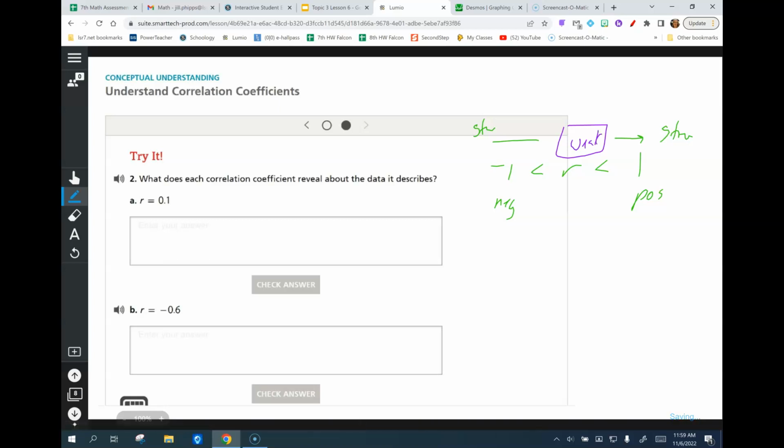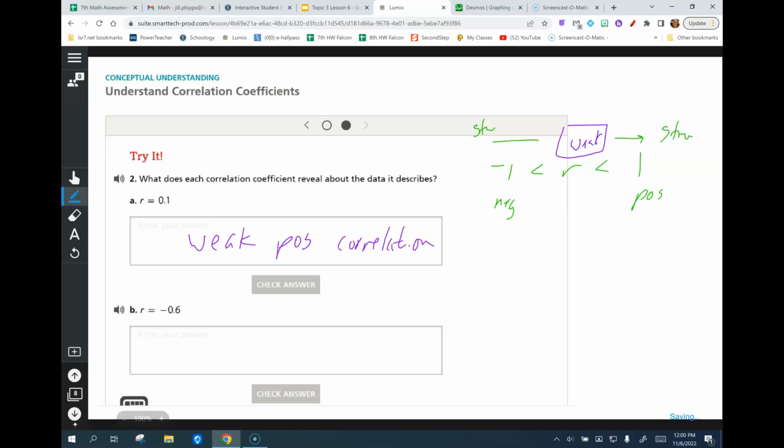Okay, so look at number 1, number 2, A and B. Do those. Go. Okay, so on 1, this is 0.1, not 0.99. That's pretty darn close to 0. Close to 0, this is going to be weak. It's a weak positive correlation because it is so close to 0.